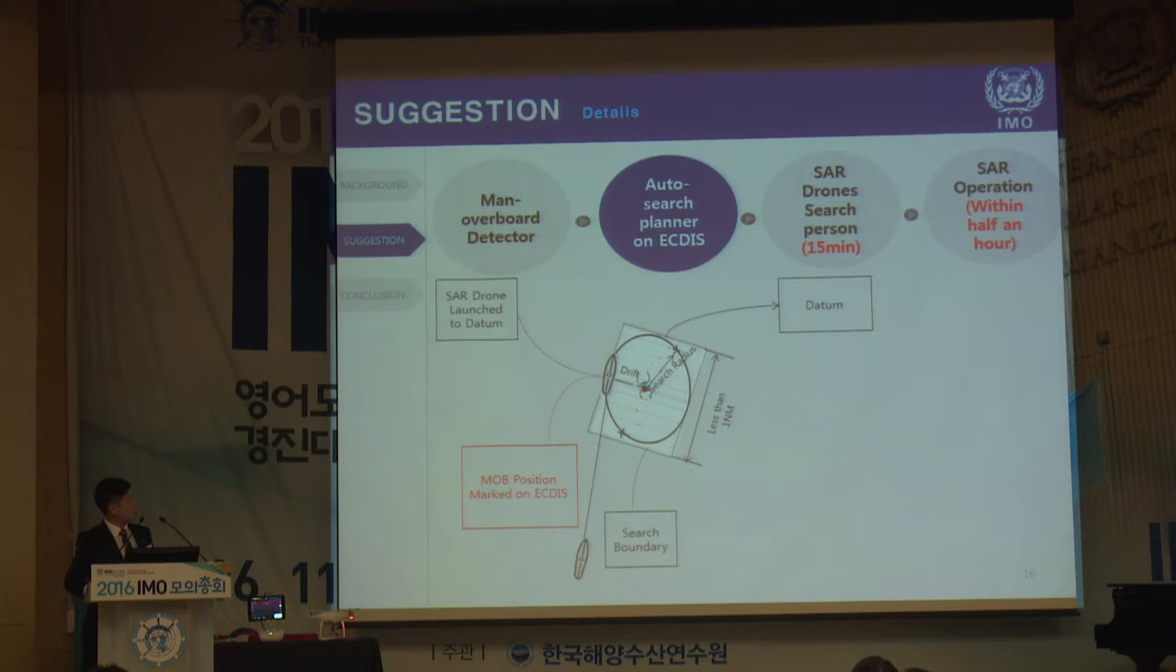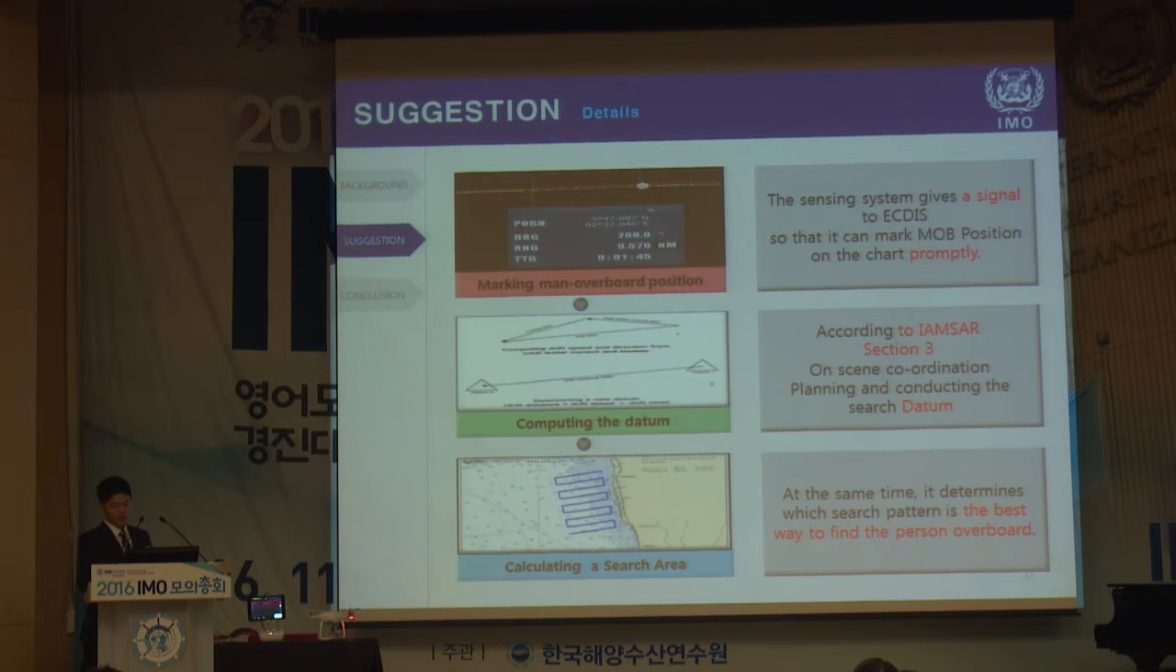Phase 2, auto search manner on ACTS. As a manner where the situation takes place, its position is automatically marked on the chart. At the same time, ACTS computes the data and search area for the waypoint setting. Upon recognizing a person overboard, the man overboard detection system gives a signal to ACTS in order to promptly mark its position on the chart.